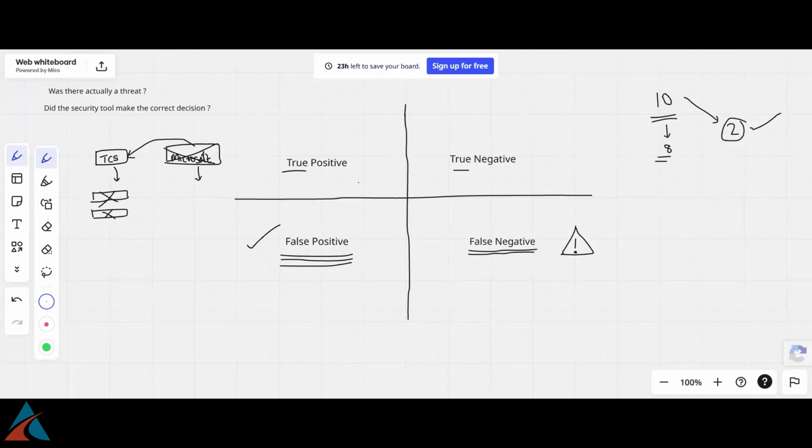Clear? What is false negative? Why is it dangerous? Makes sense. All these four terms.